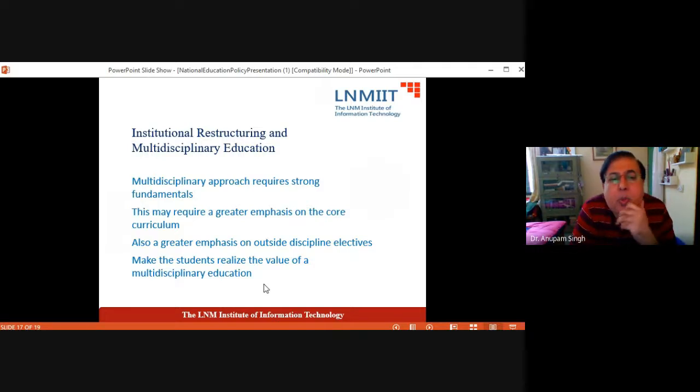So first of all, why is it that the multidisciplinary approach requires strong fundamentals? See, when you are dealing with a complex problem, you need to be able to sort of span the entire set of domains that that problem spans, and you need to be able to go back to the fundamentals and then relate the fundamentals across disciplines.